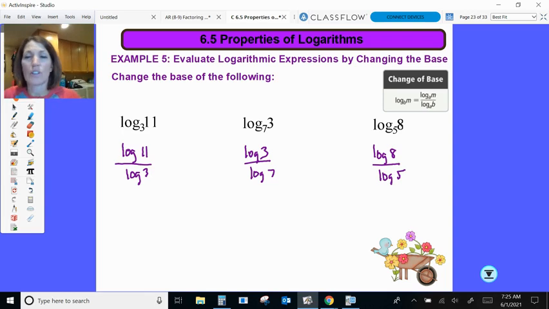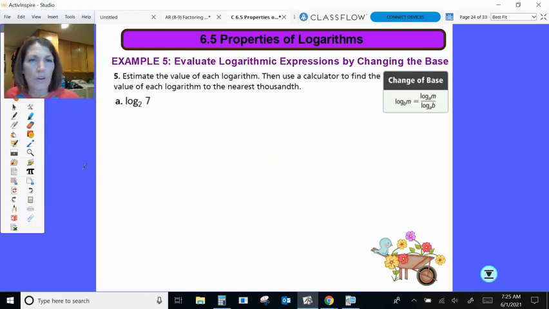Now the nice thing is we can actually put those into our calculators and evaluate them. Let's see how it works here. It says estimate the value of the logarithm, then use a calculator to find the actual value to the nearest thousandth. If I were to estimate this, it's going to be 2 to some power equals 7.